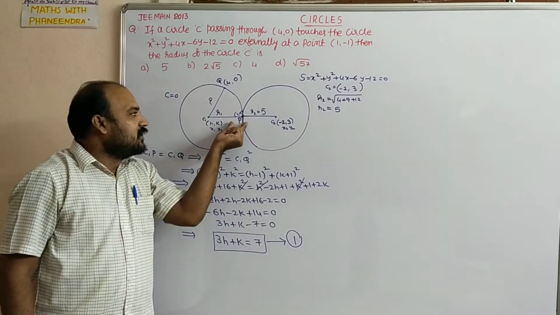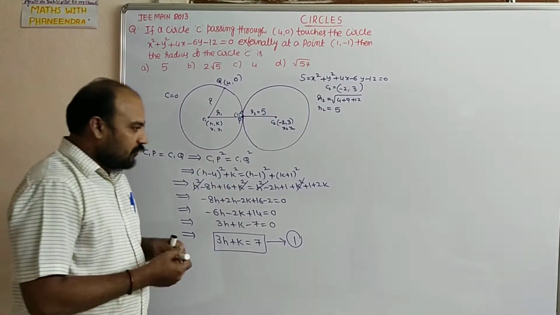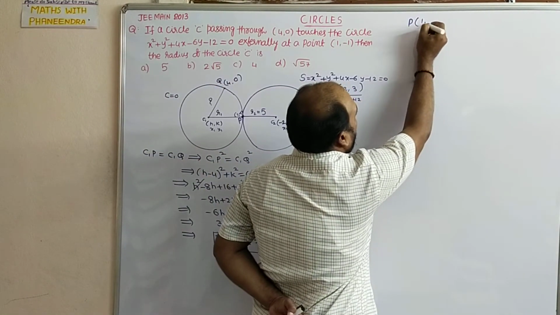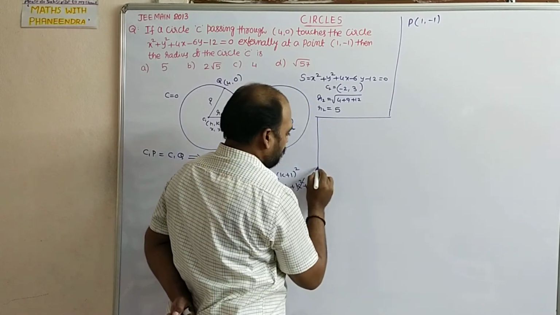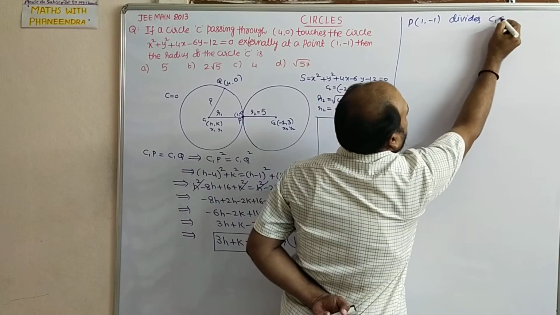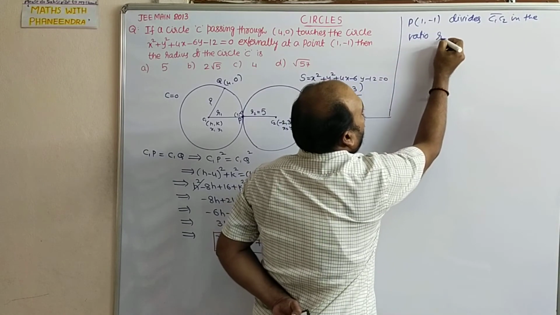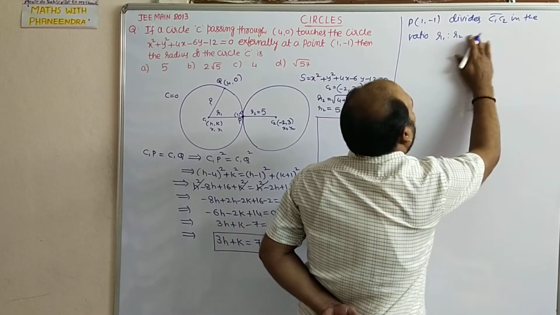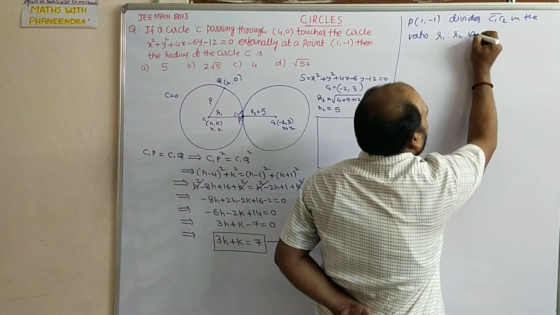That means P divides C1 C2 in the ratio of R1 is to R2 externally. We know the formula. Here I will write it. P of 1 comma minus 1 divides C1 C2 in the ratio R1 is to R2 internally. Two circles touch each other externally, but the division is internally, you remember, internally.